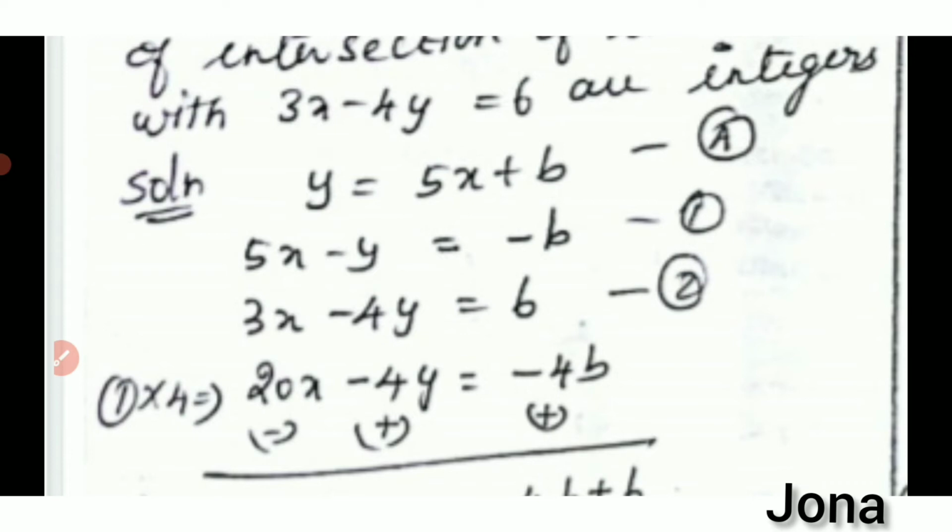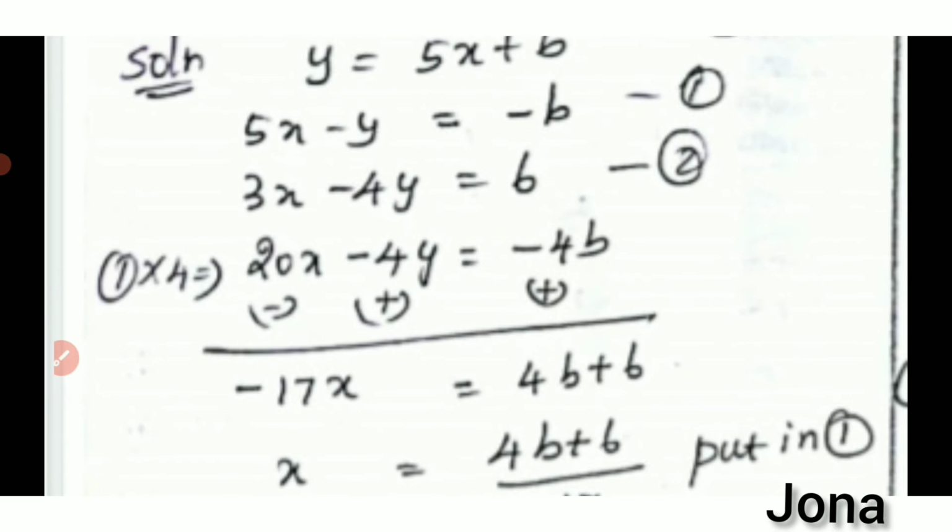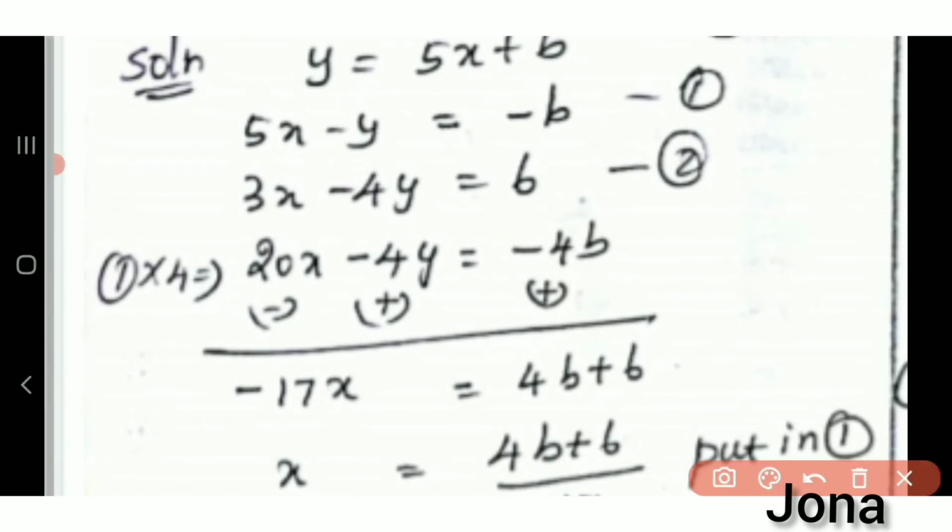We can take x and y on the left hand side, so that we have 5x minus y equal to minus b. And the next equation is 3x minus 4y equal to 6. So both the equations are here, and we want to solve these two equations.